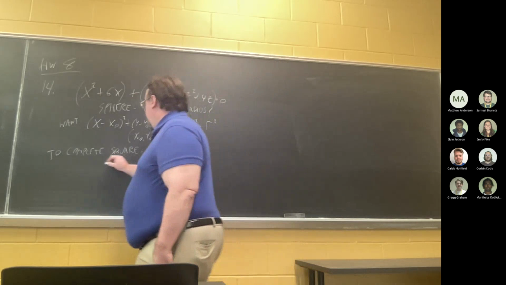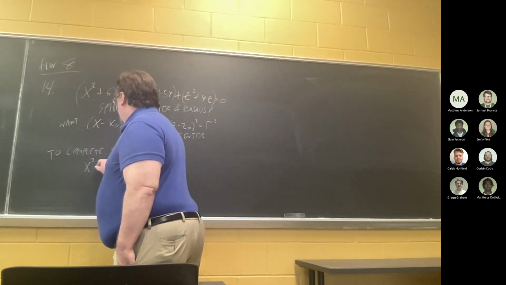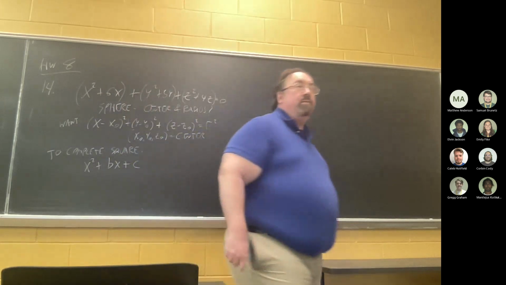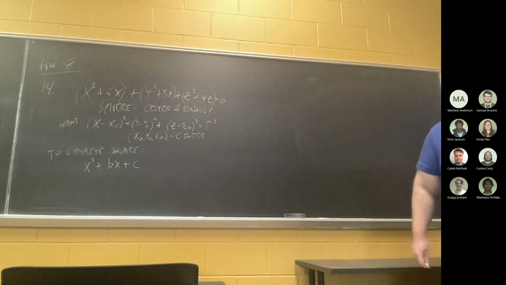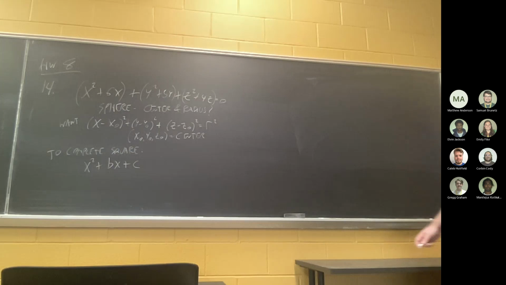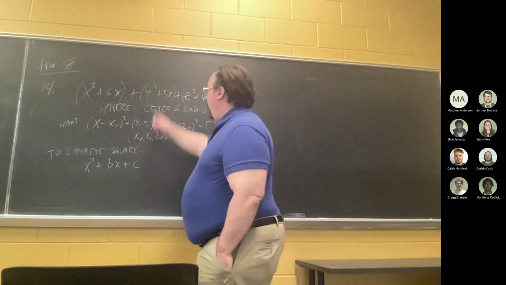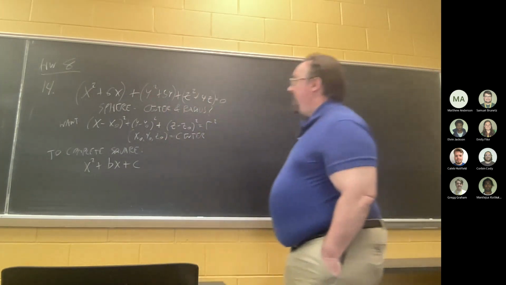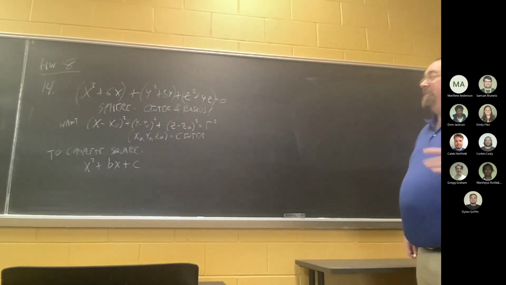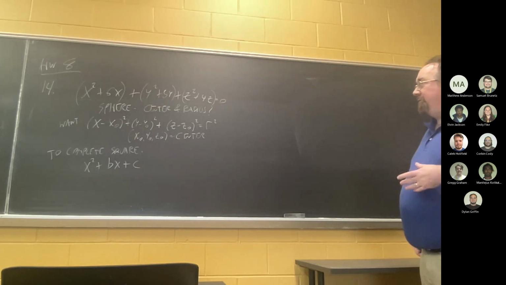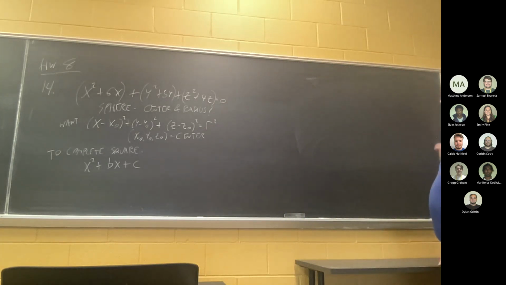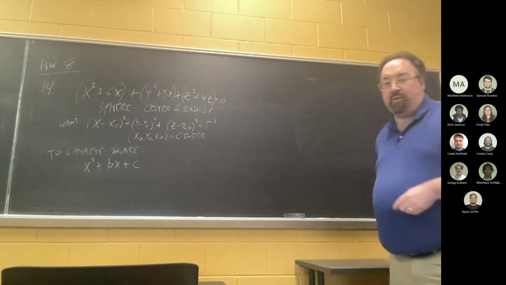Then you have x squared plus bx plus c. Notice I have no coefficient in front of the x squared. In this problem, the coefficients of x squared, y squared, and z squared are all 1, so there's no problem. But if there was a coefficient in front of those, and for a sphere it all has to be the same coefficient, then you should divide by that before you continue.